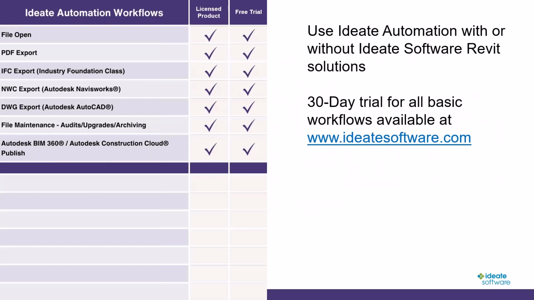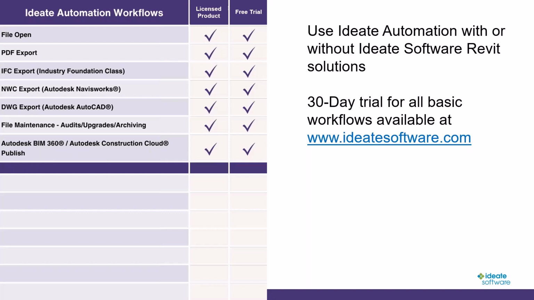If you haven't downloaded Ideate Automation, you can go to our website. You can download a full function 30-day trial for all of these tasks. So you can open files, you can do a PDF export, and you can publish to DWG, NWC, IFC. You can do some file maintenance activities, and you can even publish to the Autodesk Construction Cloud, all that without the need for Ideate software.